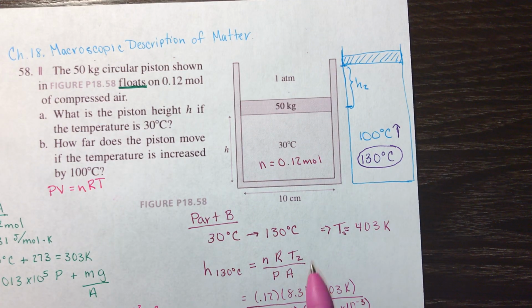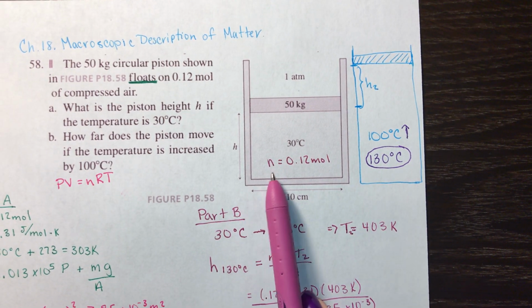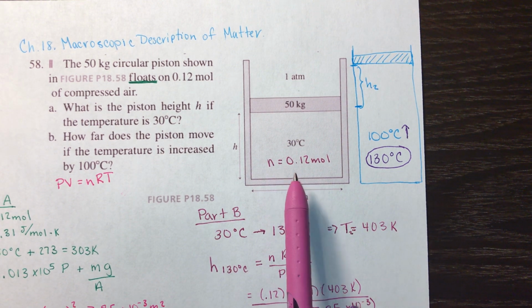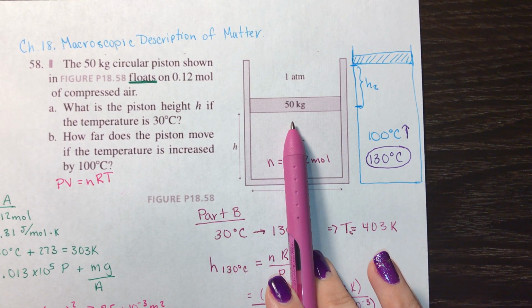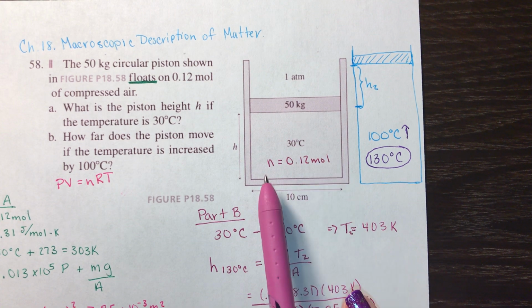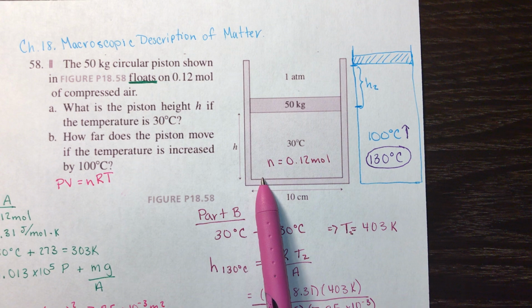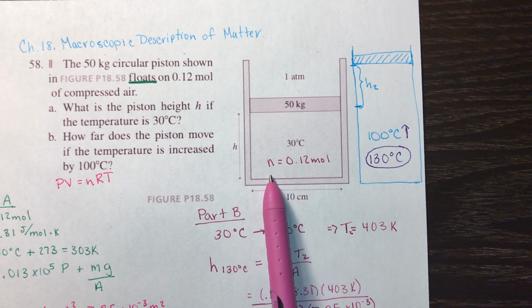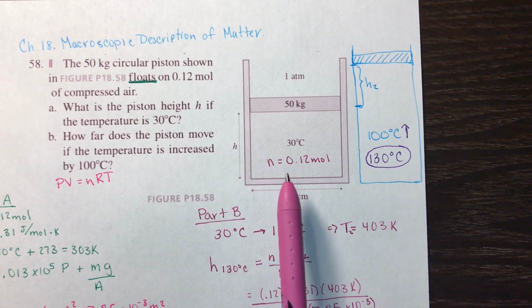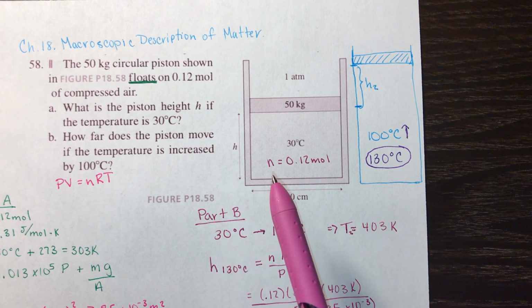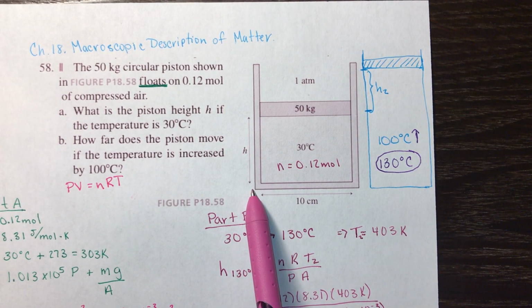Here in the figure we can see that we have the original container with the mass above it and the pressure of 1 atm. And this is at the temperature of 30 degrees Celsius. And given by the problem, we know that the amount of moles inside is 0.12 moles. And the goal for part A is to find what this height is.